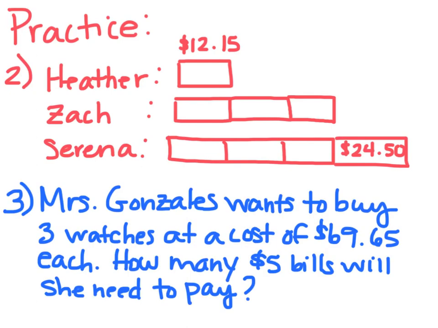In problem 3, Mrs. Gonzalez wants to buy 3 watches at a cost of $69.65 per watch. How many $5 bills will she need to pay for all 3 watches? Give your answer as the least number of $5 bills she would need. Press pause while you work on this problem, and on the next screen, I'll move on to problem 4.